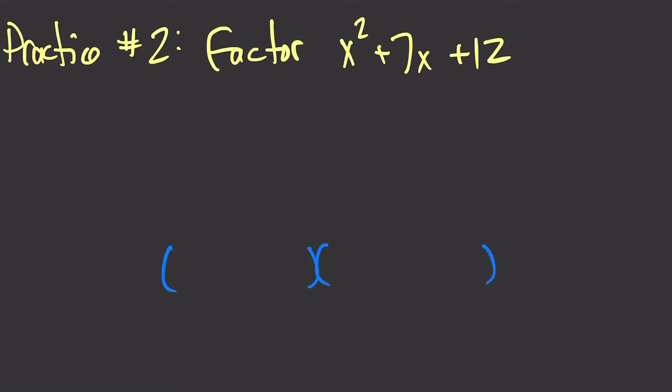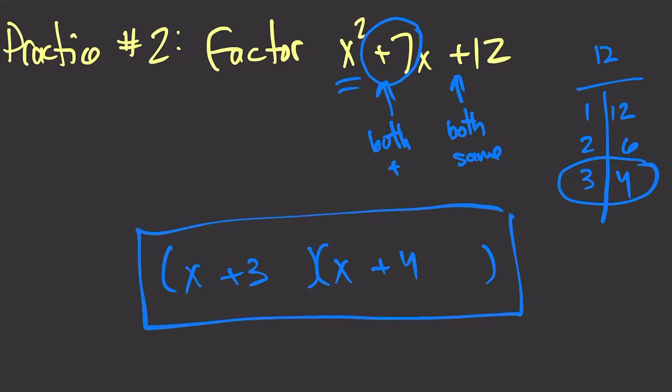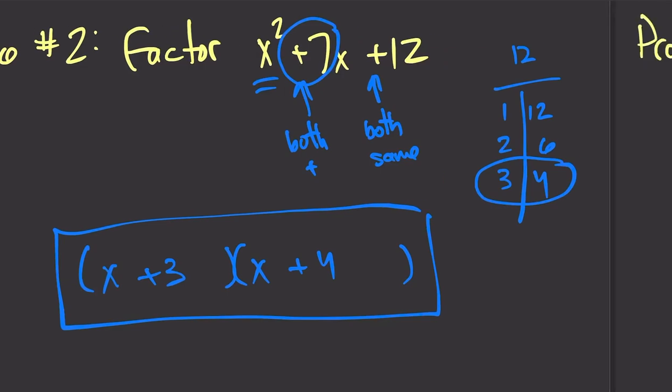Again, my two sets of parentheses, x again, playing the sign game. Both are going to be the same, and they're going to be positive. So that should make it kind of easy. Factors of 12, 1 and 12, 2 and 6, 3 and 4. I need the pair that would give me a 7. It's going to be those. Positive 3 and positive 4. Great. Let's go on to the next one.